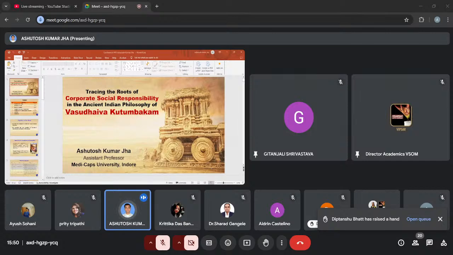So, introduction to CSR. Basically, corporate social responsibility, popularly known as CSR, is a management concept whereby companies integrate social and environmental concerns in their business operations. The concept was given by Howard R. Bowen in the 1950s, who is also known as the father of CSR.